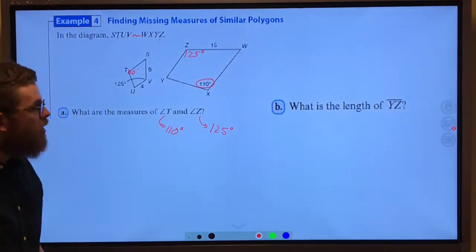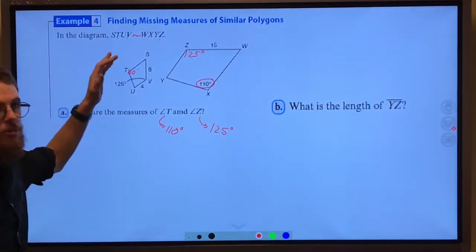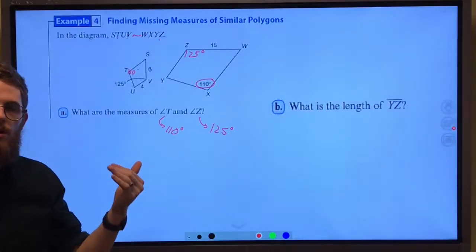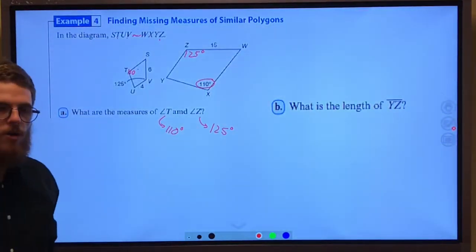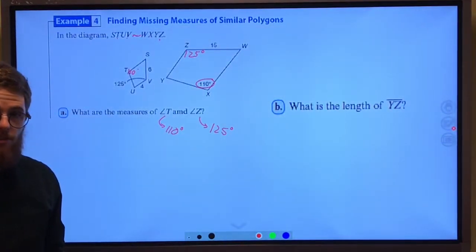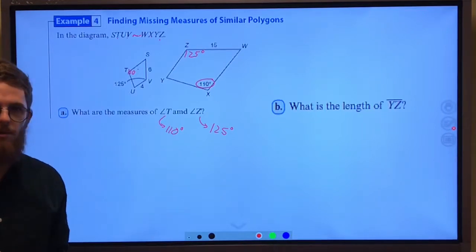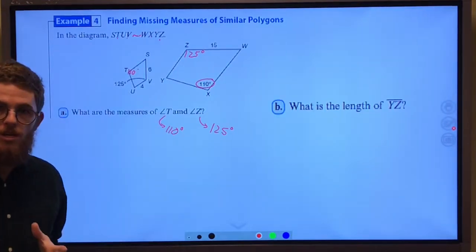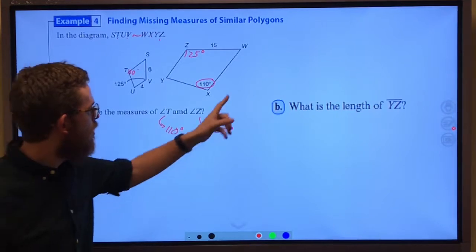They didn't give us a lot of information, but understanding our similarity statement, we're able to answer this because we know the polygons that are similar have congruent angles. It's their sides that are changing. Their angles are the same.